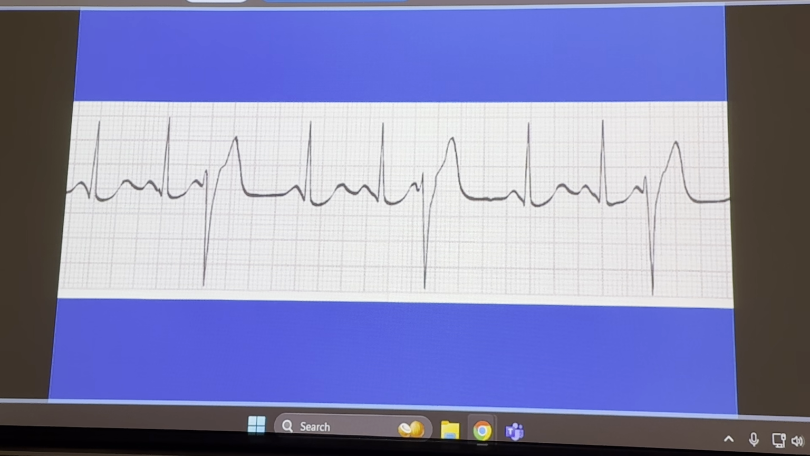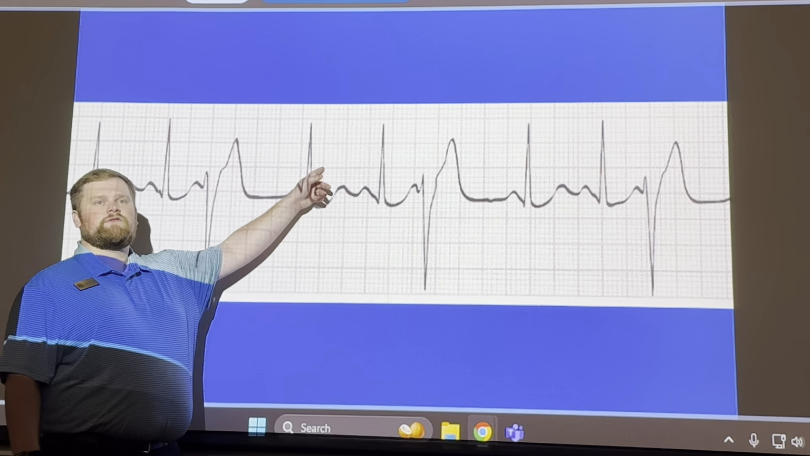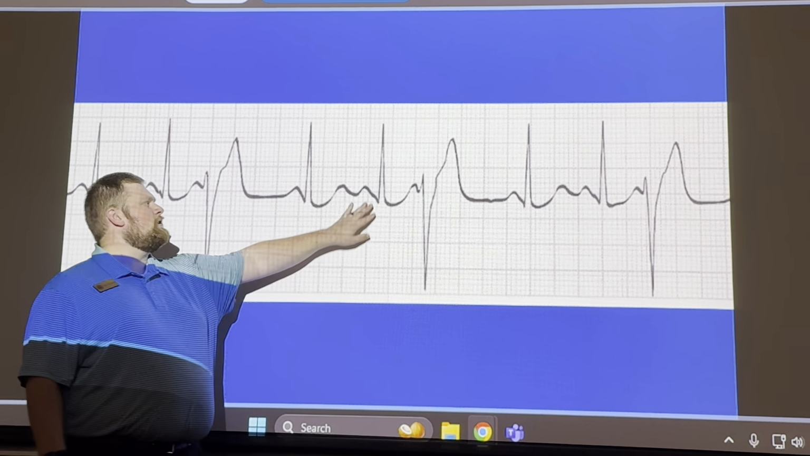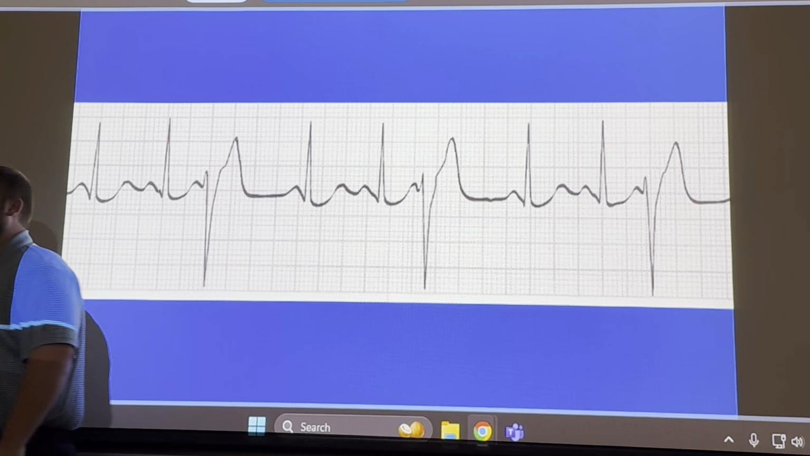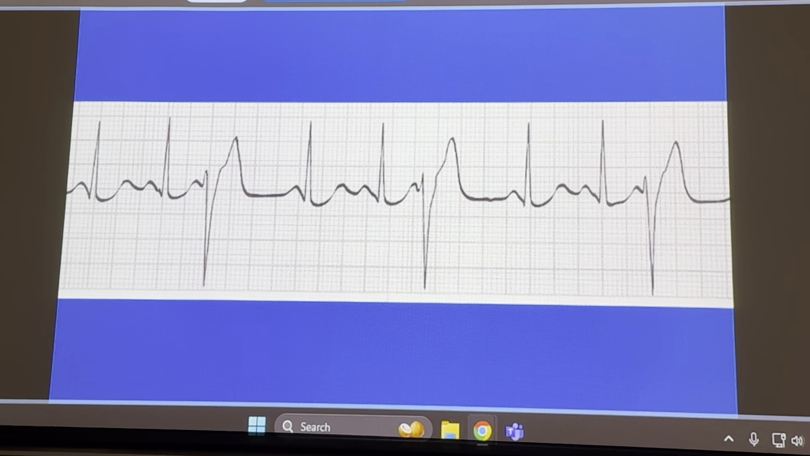If I had a bigeminy, then I would have a PVC here. I would have a heartbeat, so a normal QRS complex, and then I would have another PVC. So every other beat for bigeminy. Like we said, there's no such thing as quadrigeminy, that's just frequent PVCs.